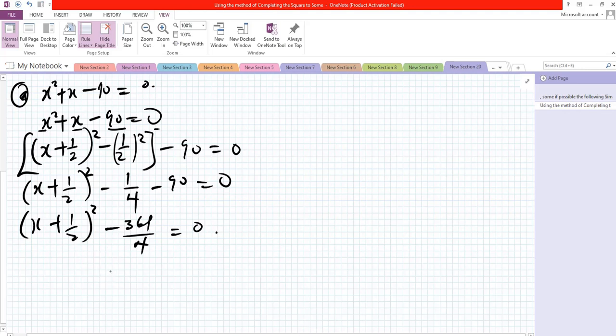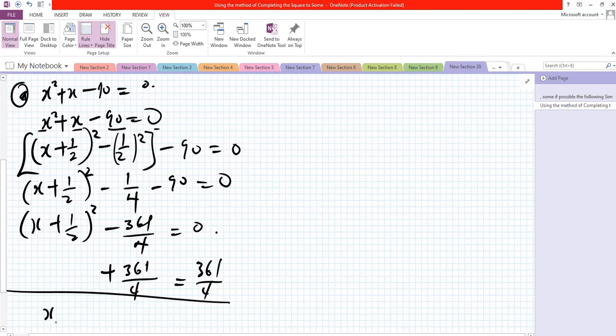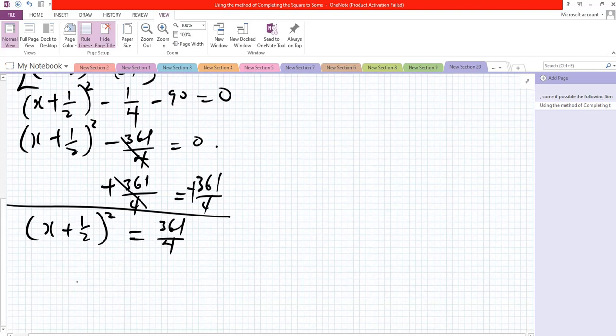Now I want this to move to the right hand side, so I'll just add this to both sides. So we have this. This one will cancel out. We'll be left with this on the left hand side, then this on the right hand side. So now we take square root of both sides, so we have this equal to plus minus square root of 361 all over 2.